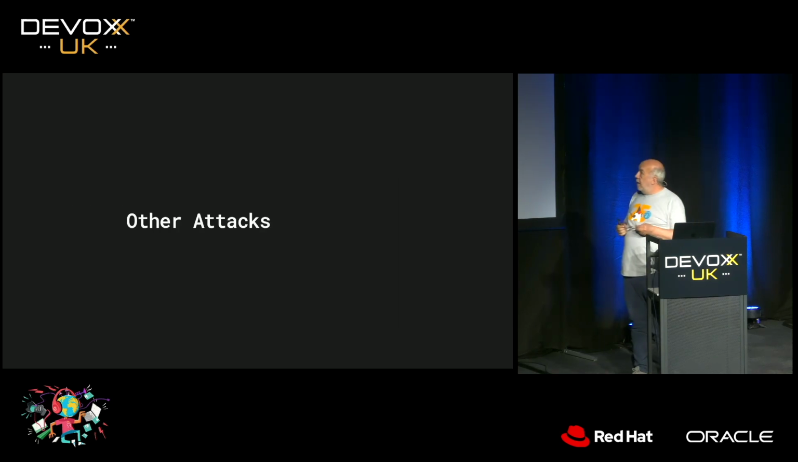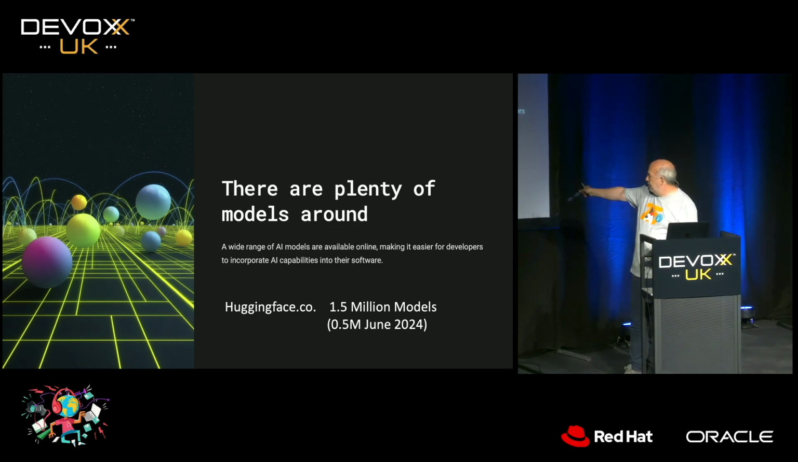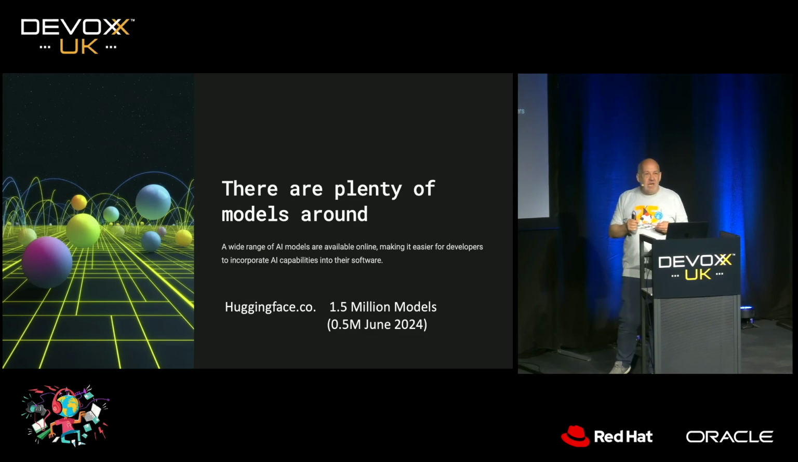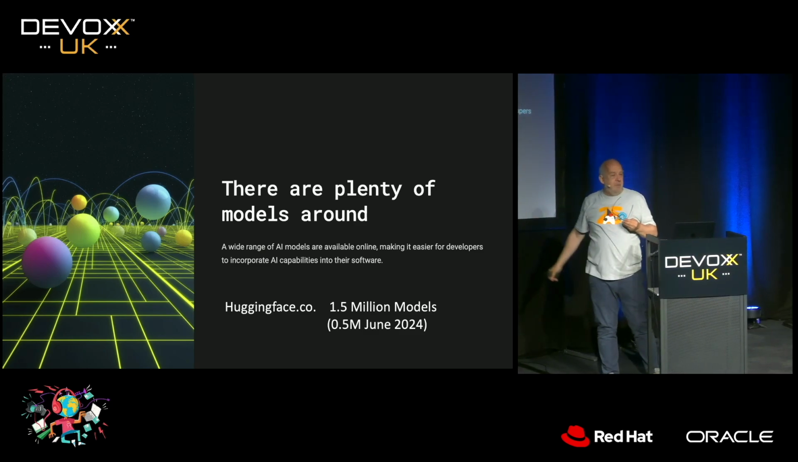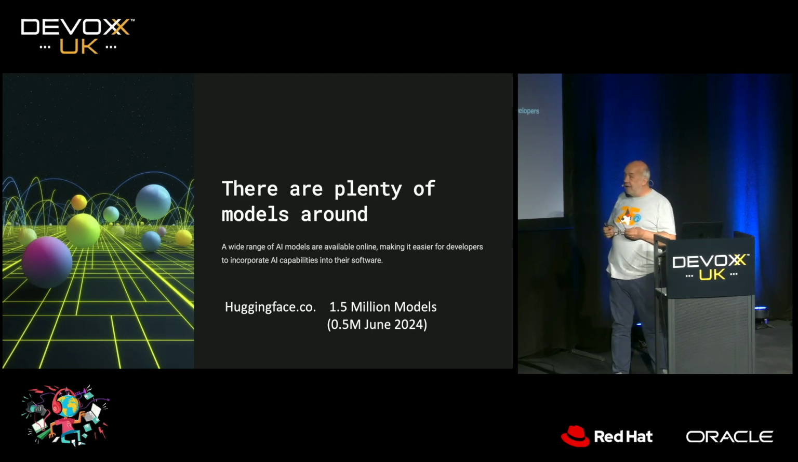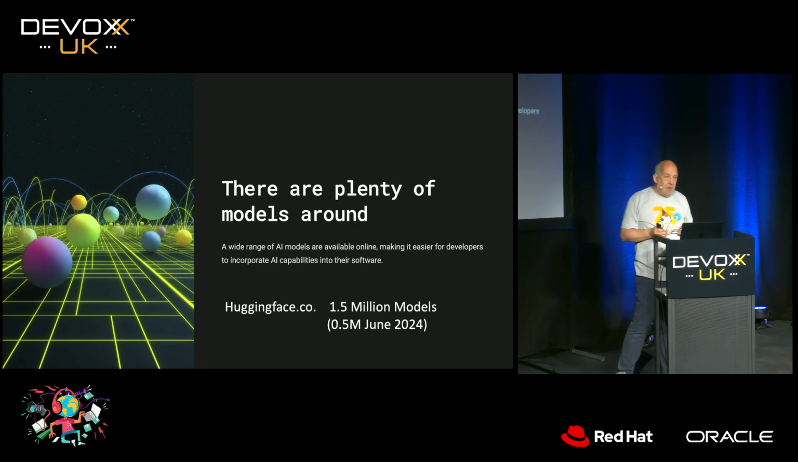Right. More attacks. Yeah, let's do more attacks. Okay, let's talk about models themselves. There are 1.5 million models, 500,000 in June. It has just gone up through the roof, right? The amount of models on Hugging Face is just escalating because that's where we share stuff. If there's a model, it's going to be on Hugging Face, and it's easy to get.